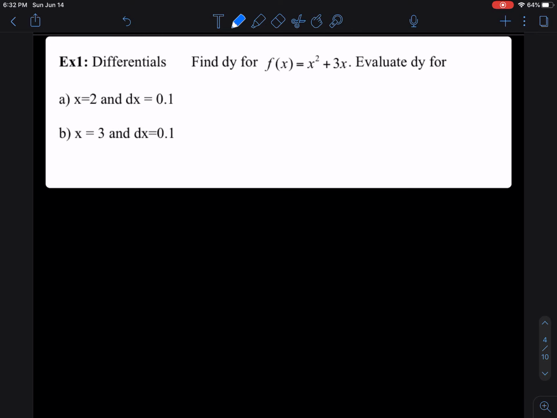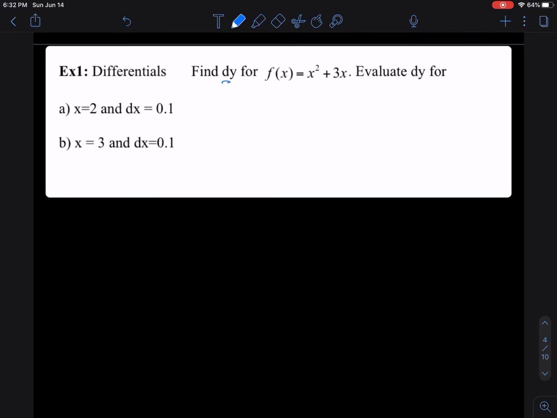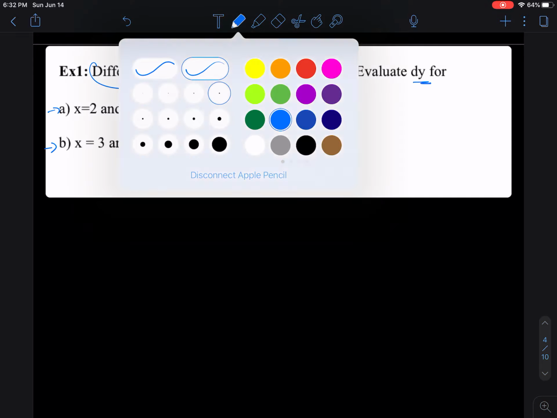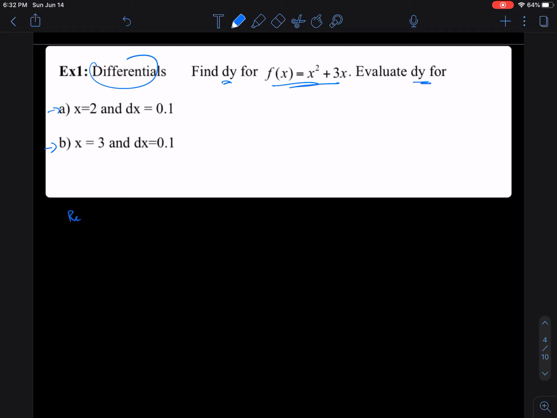So let's go ahead and do this. This is asking for us to find dy for this given function x squared plus 3x, and we want to evaluate dy for part A and part B. Okay, so recall from the previous video, differentials, definitions, and formulas. We define differential as df equal to f prime of x times dx, where dx is your increment delta x.